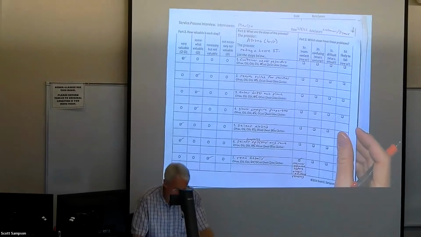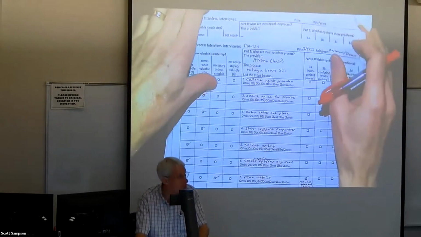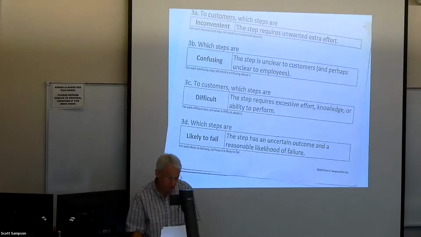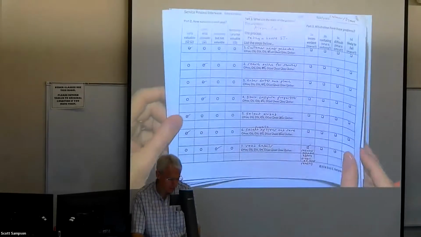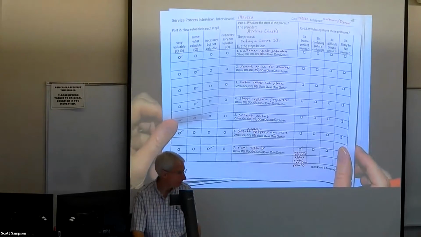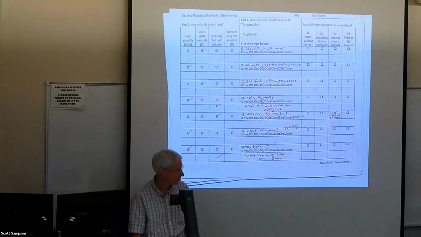Okay. Finally, we'll see. Any steps that are, oops, wrong sheet here. Any that are difficult, that require excessive effort, knowledge, and ability to perform? Yeah, it's just the one, talking with my husband. Okay, well, we already have that. It takes a lot of energy.